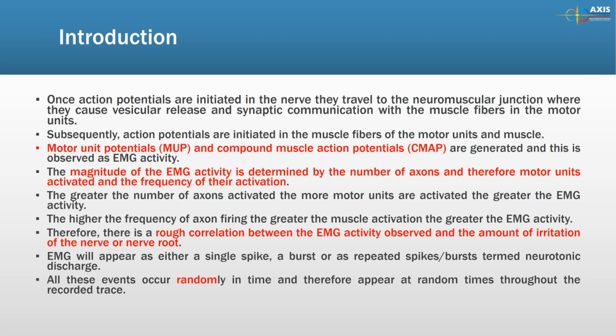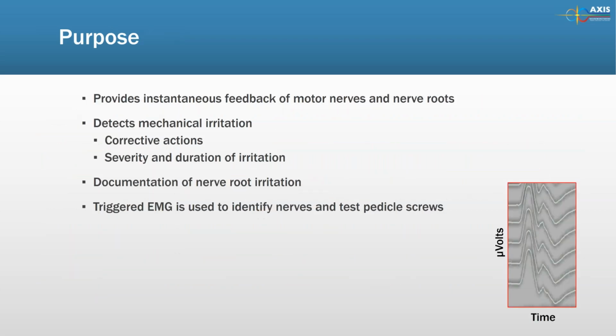EMG will appear either as a single spike, a biphasic spike, or a triphasic spike. We can see a burst, which is multiple spikes together, or repeated spikes or bursts. If they're repeated spikes, it's called train activity. Repeated spikes and bursts together are called neurotonic discharge. All these events occur randomly in time and therefore appear at random times throughout the recording, so during the course of surgery they will appear at different times.